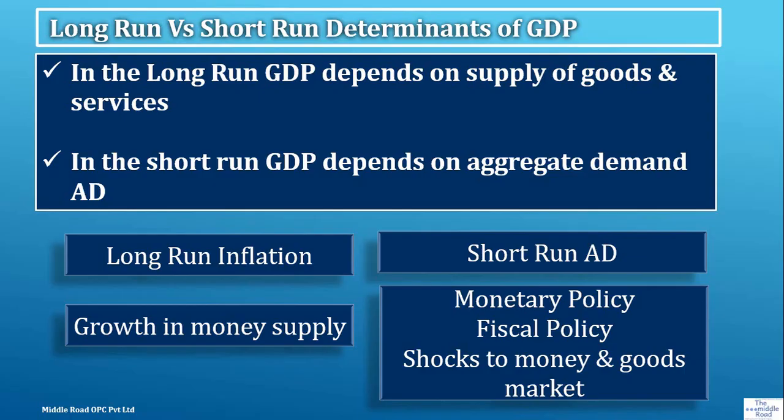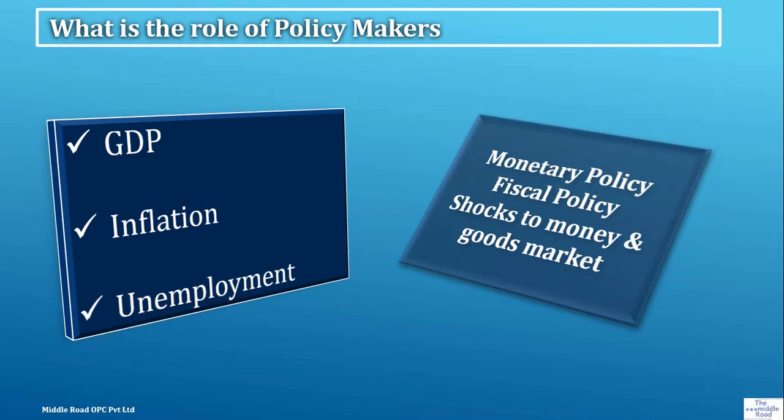So one of the major determinants is short-term aggregate demand. When I'm talking about aggregate demand, I'm talking about the whole demand of an economy. It depends upon monetary policy, fiscal policy, and shocks to the economy. And in the long run, we see that inflation is totally dependent on growth in the money supply.